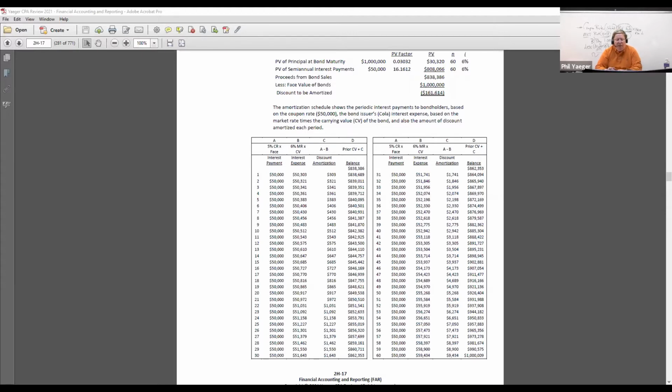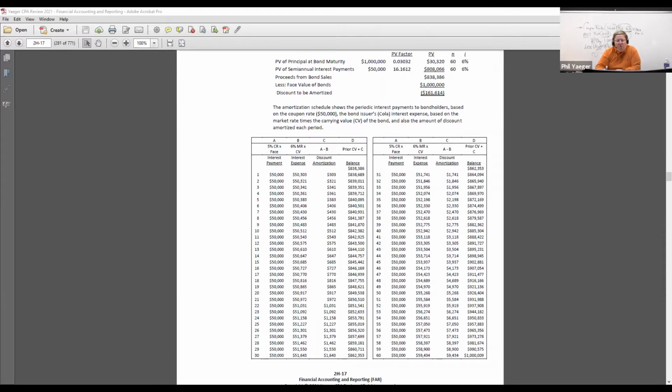Now, here's the amortization schedule. First of all, your first column is the interest payment. Do you see that? Yes. The second column is the interest expense. Now, we sold these bonds, the 838,386, we sold them at a discount. So I'm going to explain to you why we have these numbers.